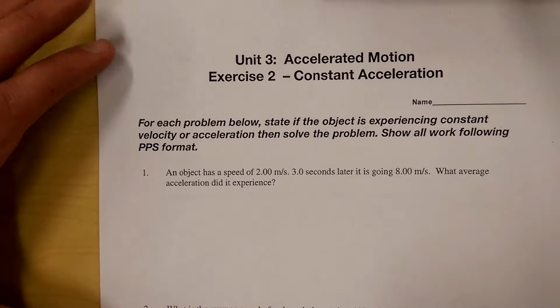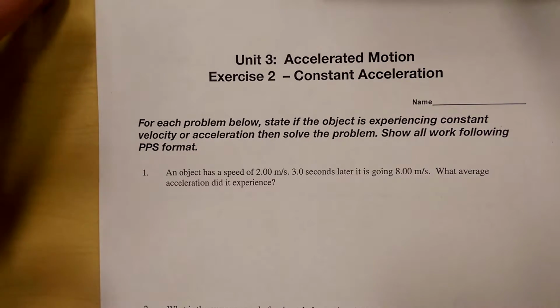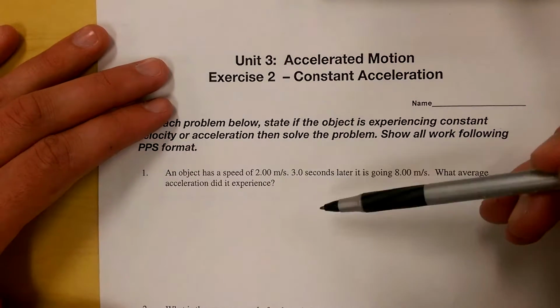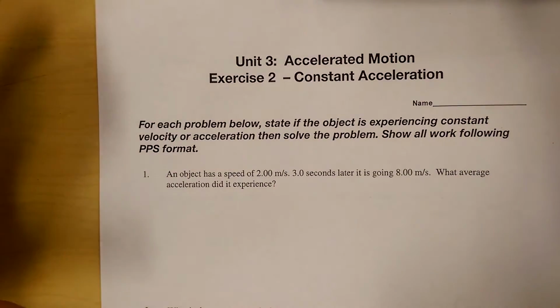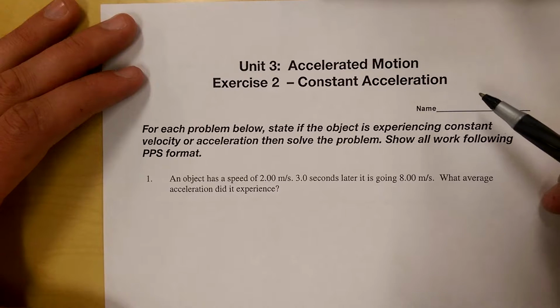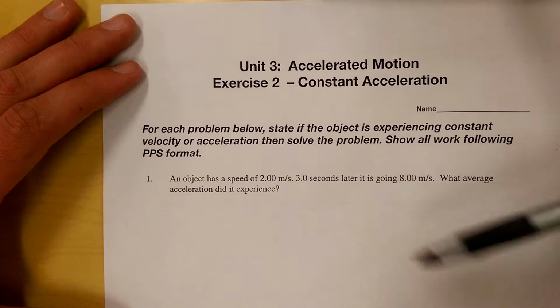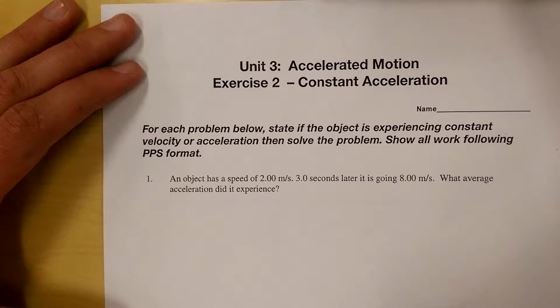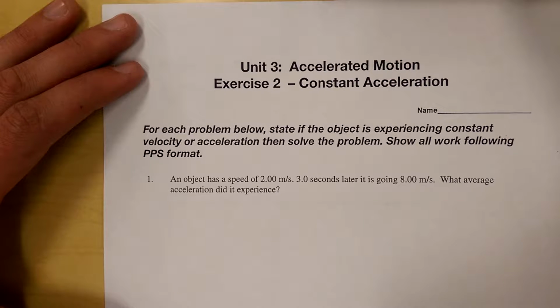One of the biggest struggles I see most students have in terms of physics problems is where to begin. So anytime we're given a problem, we're always going to follow our given structure for solving. We're always going to annotate the problem first. So really quick, our problem here says an object has a speed of 2 meters per second. 3 seconds later, it is going 8 meters per second. What average acceleration did it experience?